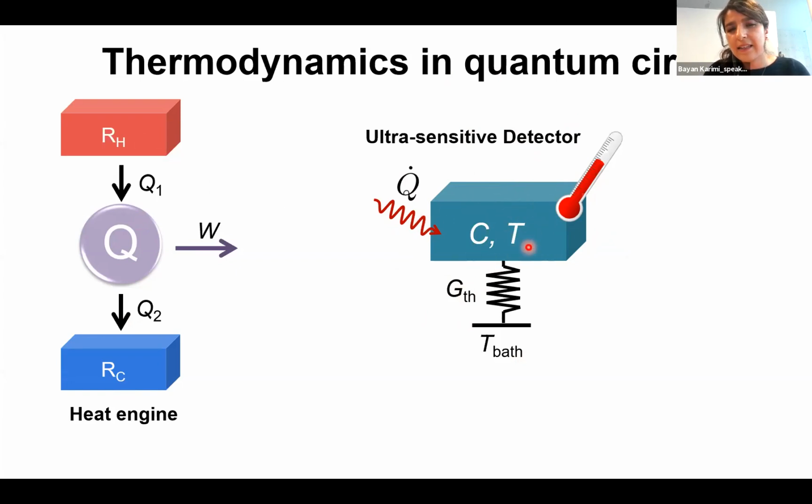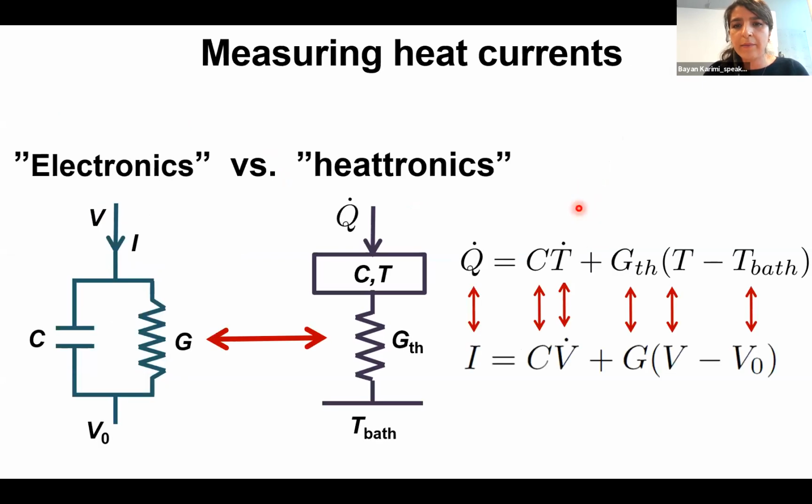And then we have a thermal conductance, which is coupled mainly to the phonon bath, which is fixed at a temperature we call the phonon temperature, or T bath. The point is that we can apply heat to this absorber, and then the temperature can be recorded here. So the main thing is how we measure such heat currents in general.